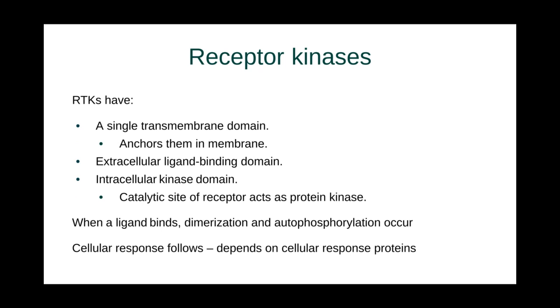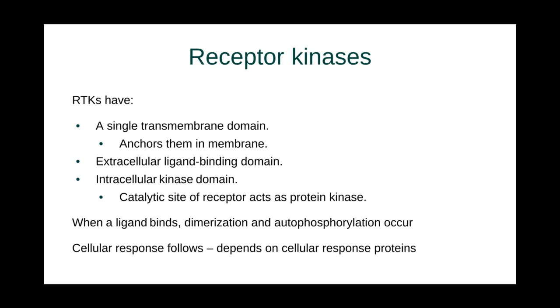Now, RTKs have a couple things. They have a single transmembrane domain, which, as most transmembrane domains do, anchors them to the membrane, which is important. Proteins flying off. They have what's called an extracellular ligand binding domain, outside of the cell. So it's what can actually physically accept the ligand that's coming towards the cell. And then they have the intracellular kinase domain, which is again going to do what a kinase does. It's going to phosphorylate something.